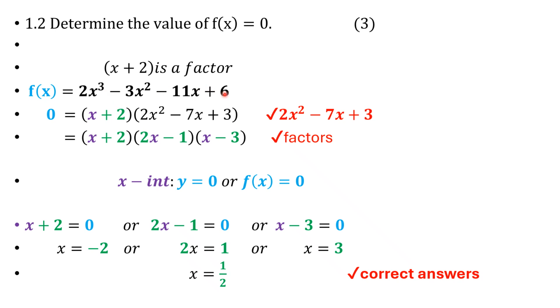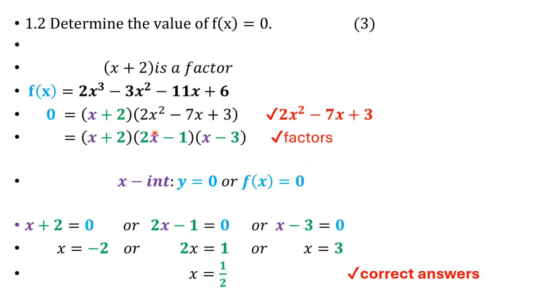2 times what would give me positive 6? 2 times positive 3 gives me positive 6. I must get minus 3x squared. So if I multiply there first, I have 2 times 2x squared, which gives me 4x squared. So to go from 4x squared to minus 3x squared, I must say 4x squared minus 7x squared. Therefore, x times minus 7x gives me minus 7x squared, plus 4x squared gives me minus 3x squared.